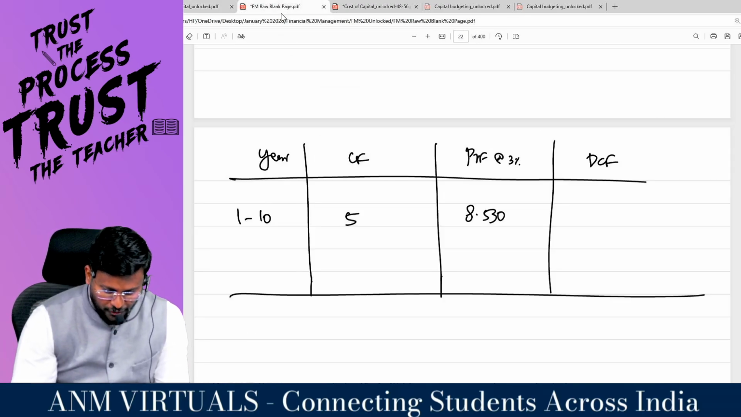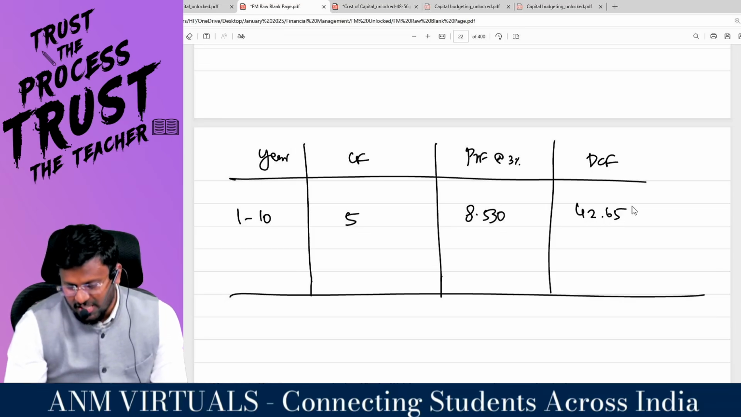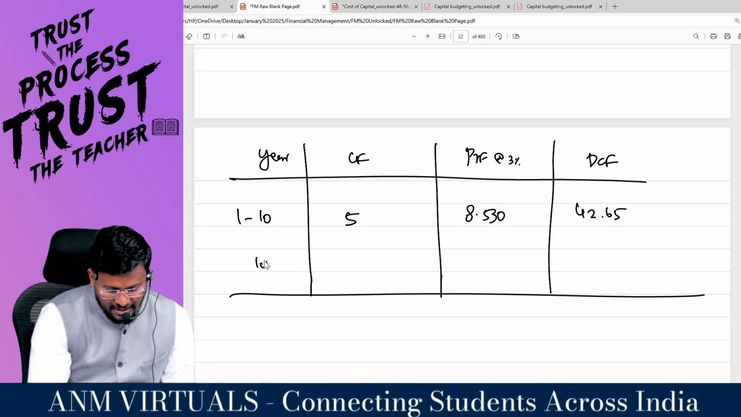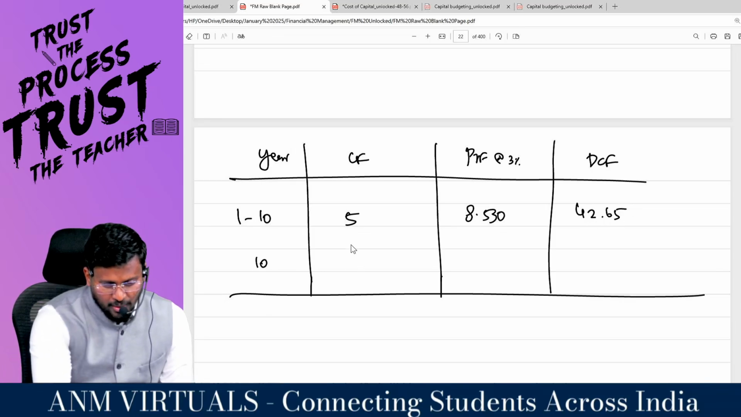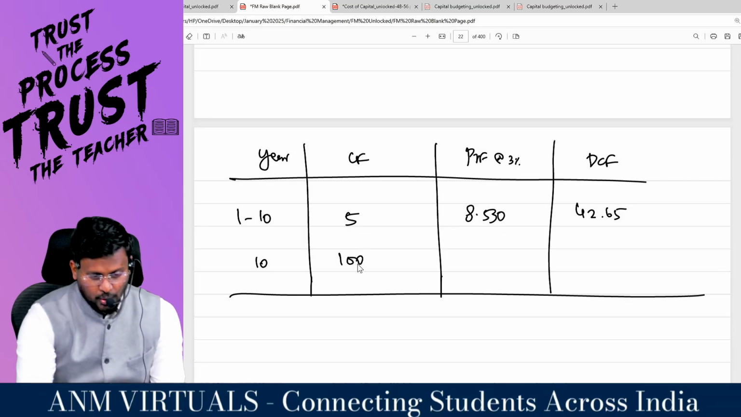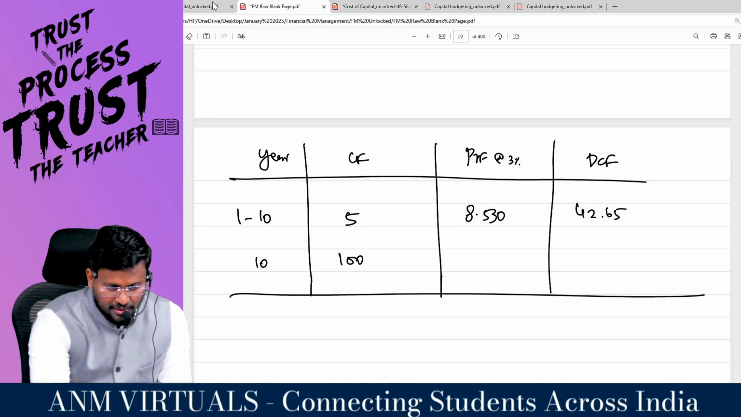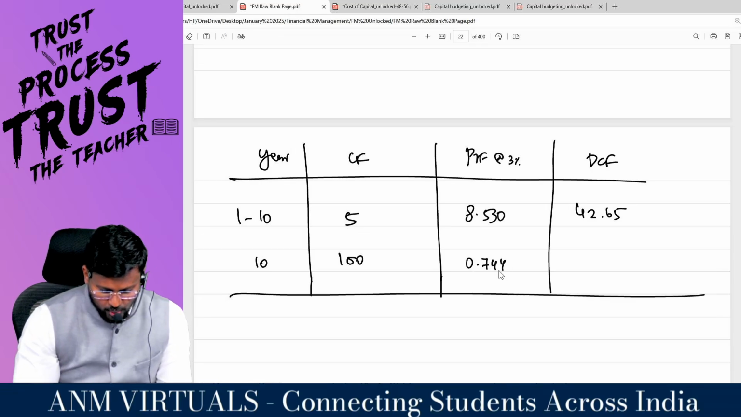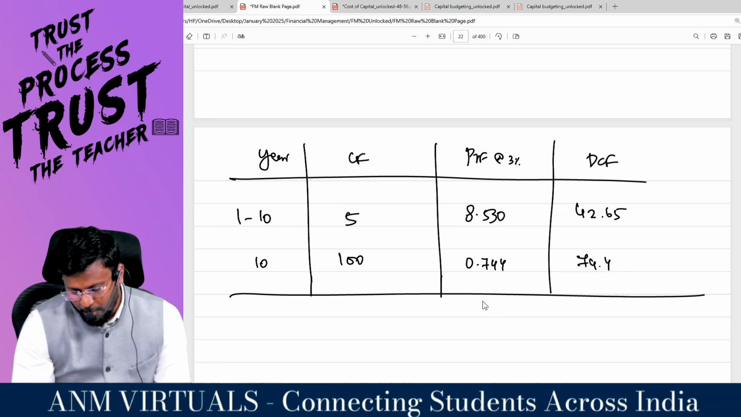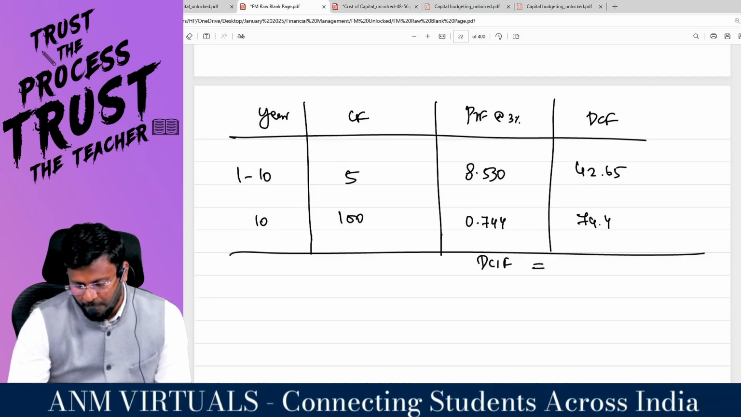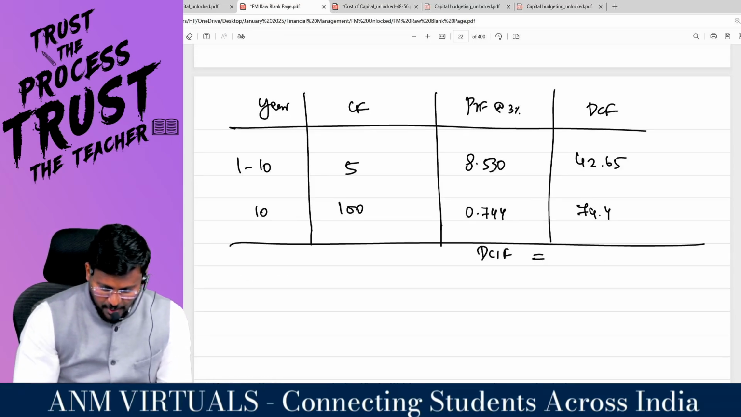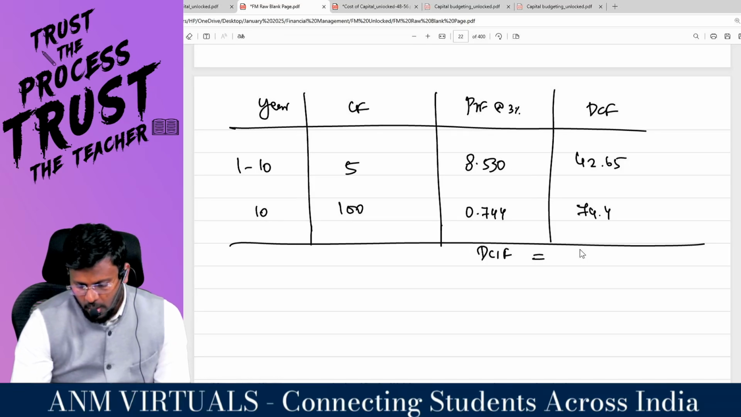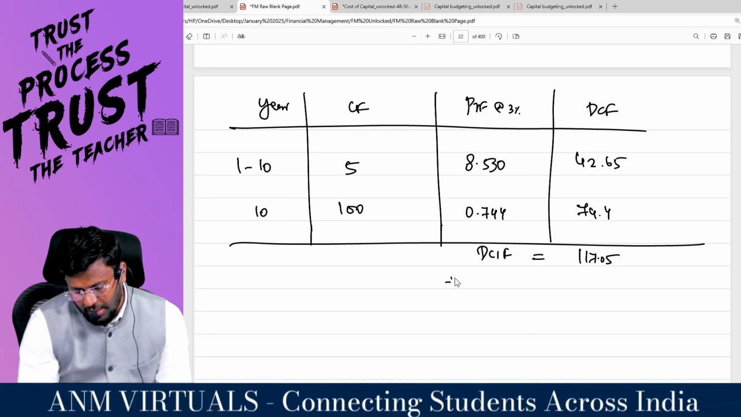8.530 into 5 comes to 42.65. And on the 10th year, what is the redemption value? 100. They themselves have given that. You can use that. 100 into 0.744 comes to 74.4. What is the discounted cash inflow? 42.65 plus 74.4 comes to 117.05. Less discounted cash outflow.